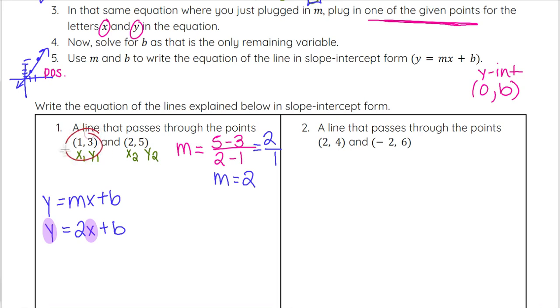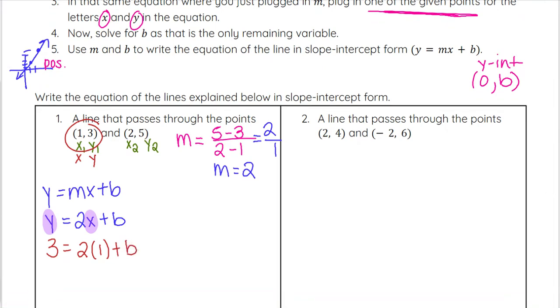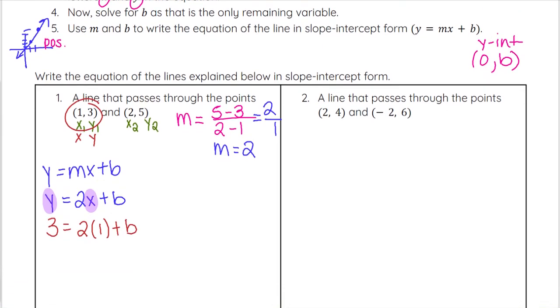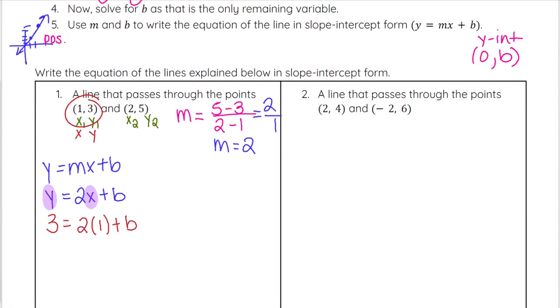So I'm going to go ahead and use (1, 3). That will be my x and my y. So we'll have 3 equals 2 times 1 plus b. And that sets us up to now solve for b. So step 4 will be to solve for b because that is our remaining variable. So 3 equals 2 times 1 is 2 plus b.